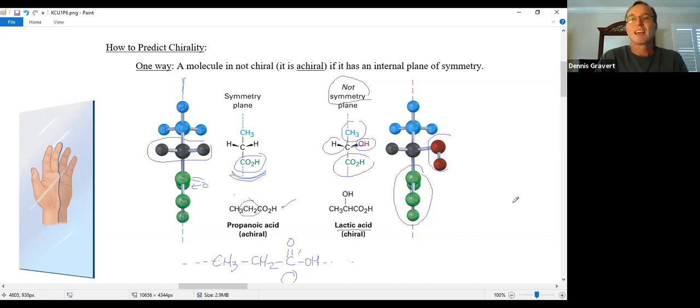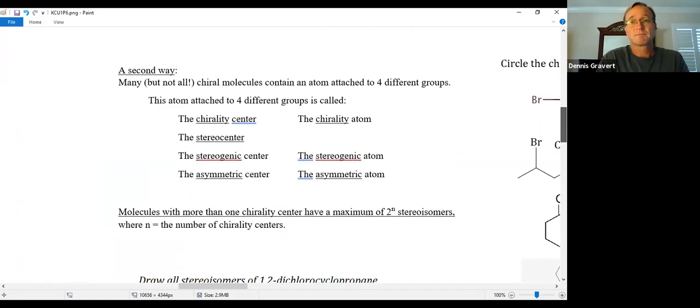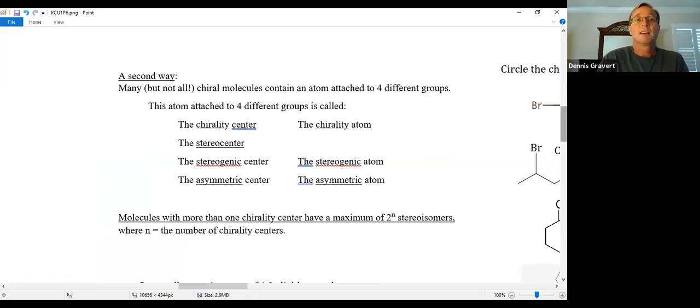That's a good test. On the other hand, a lot of students can't do this. You don't get a model kit on the exam, right? So this may or may not be the best method. A better method is this one. This is the more popular one, but again, doesn't work every time. So the method is, hey, chiral molecules usually have an atom attached to 4 different groups. Okay, so if you have your molecule, draw out all the bonds and see if you can find at least one atom with 4 different groups.